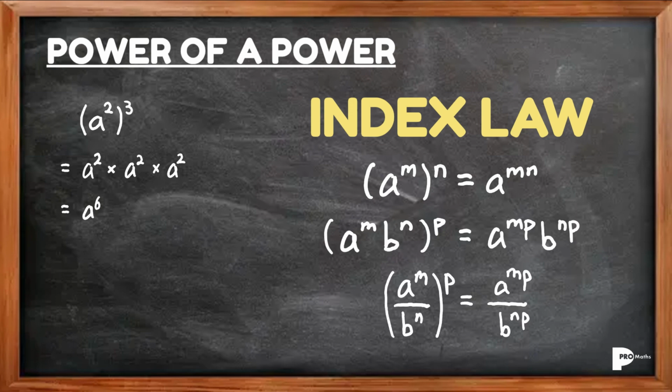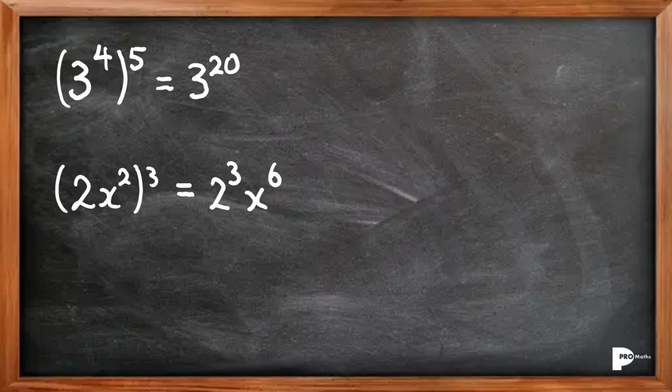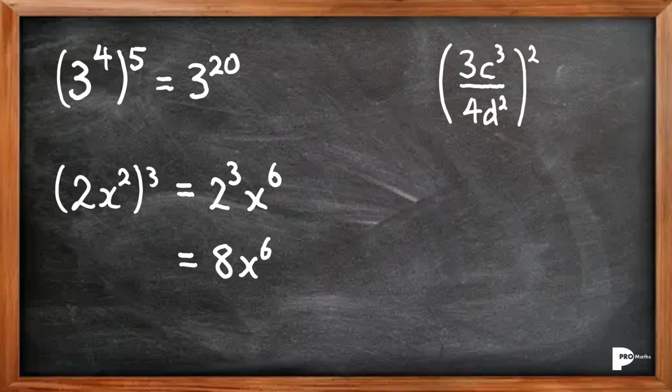There are also a few extensions of this. These are just as important. Here's a few quick examples. 3 to the power of 4, to the power of 5, is 3 to the power of 20. Multiply the powers. 2x squared, all to the power of 3, is 2 to the power of 3 times x to the power of 6, which is 8x to the power of 6. Don't forget about the 2. 2 is 2 to the power of 1. We need to multiply the power of 1 by the 3. 3c cubed on 4d squared, all squared, is 9c to the power of 6 on 16d to the power of 4.